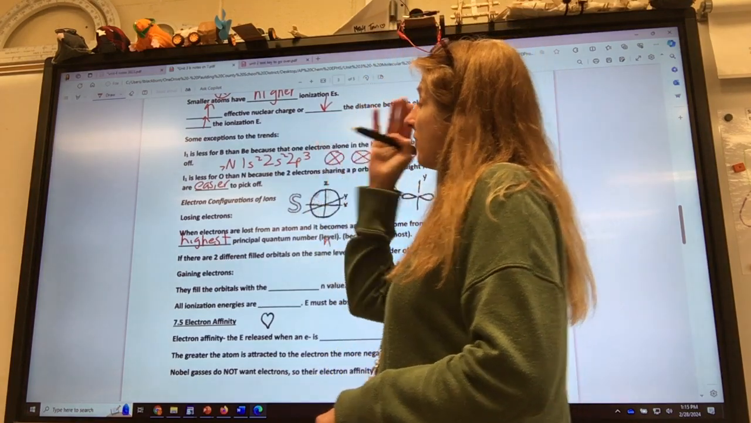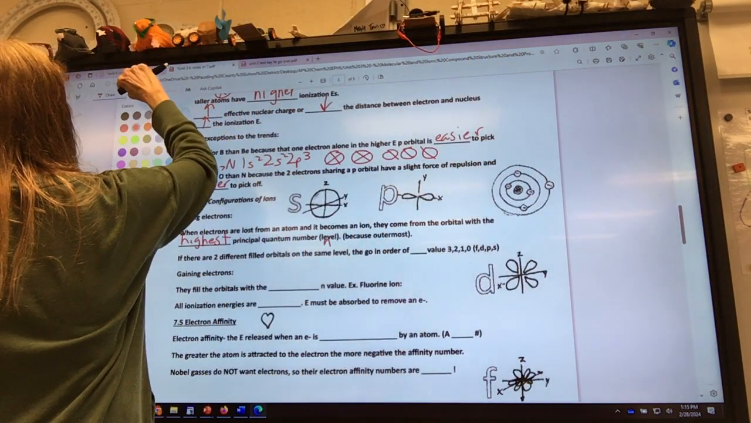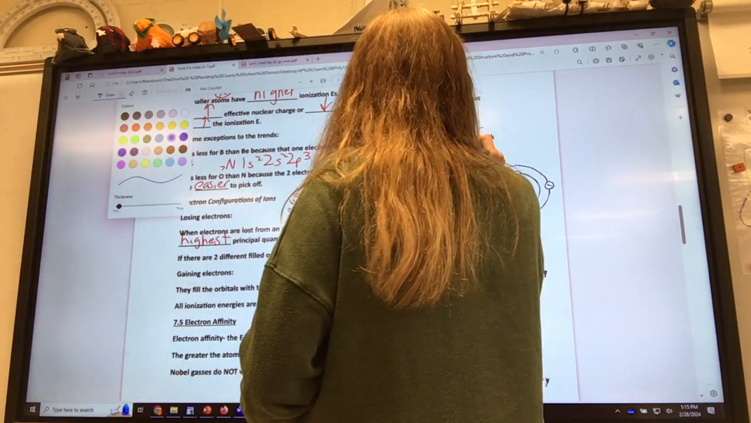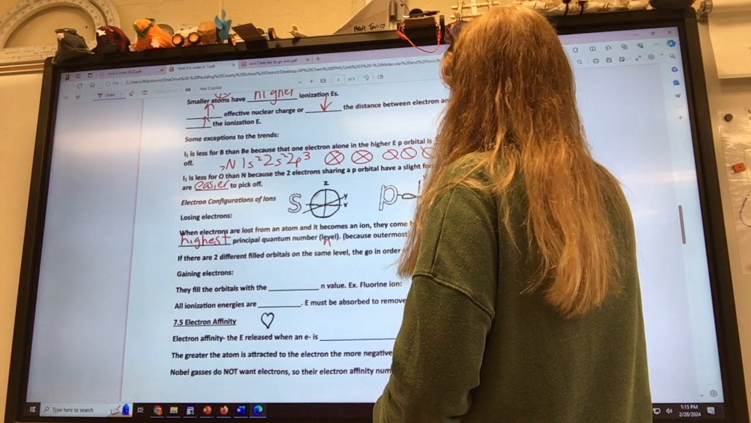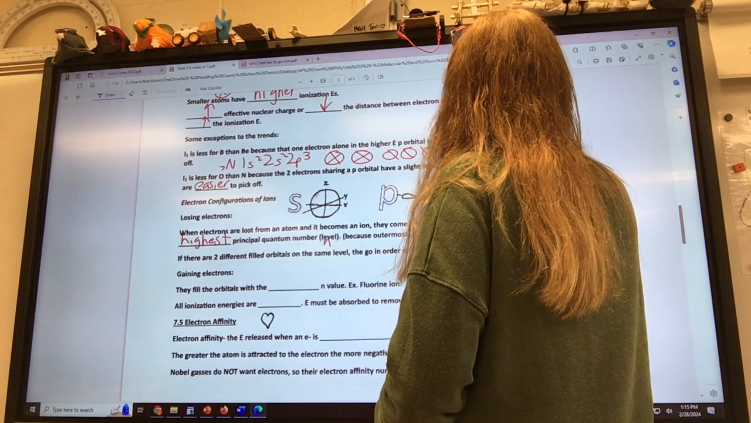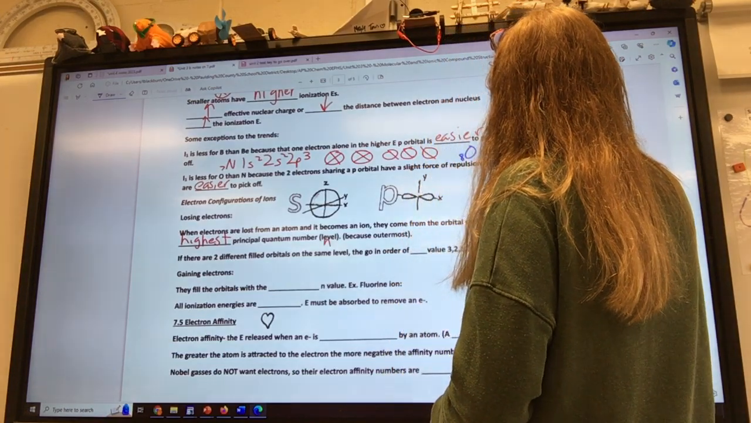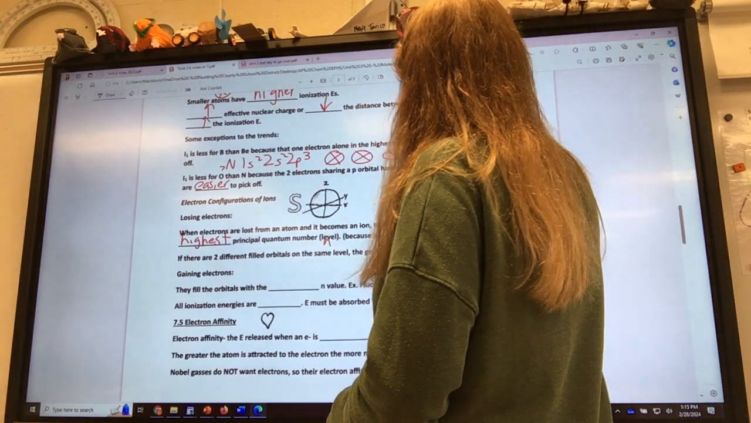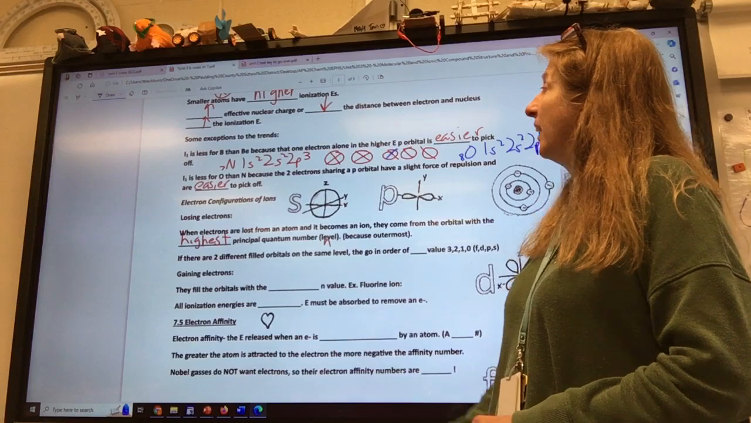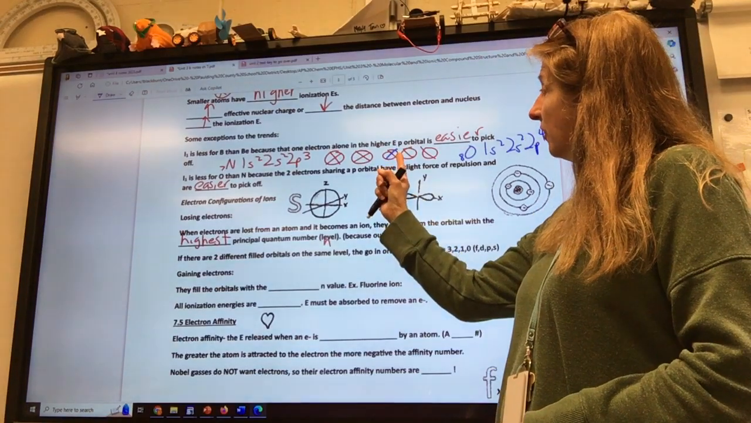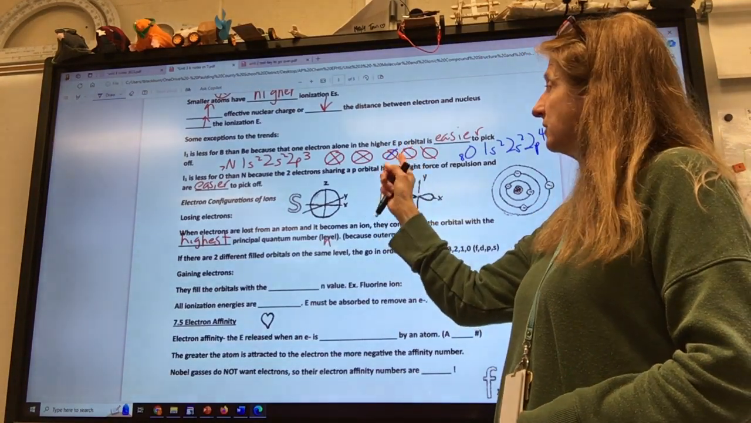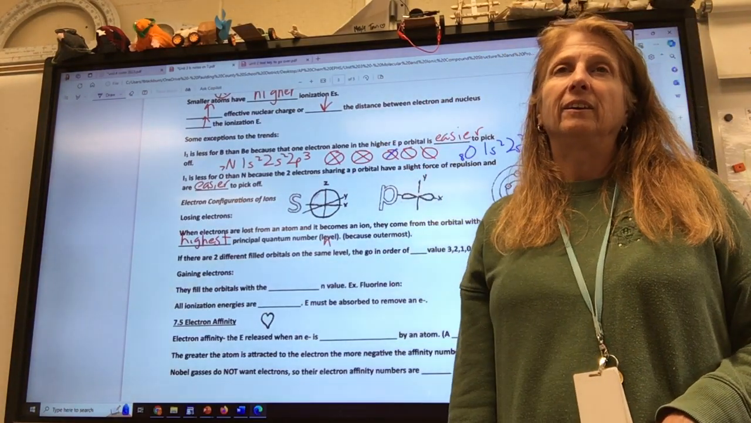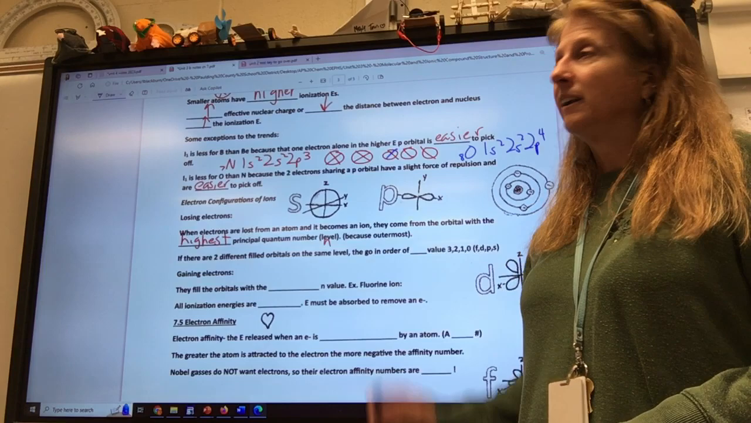But if it was oxygen, let's change colors. We'll add blue. So oxygen is the same. Oxygen is 8, 1s2, 2s2, 2p4, and instead it's got one more electron right there. They don't like each other. They're both negative. They're pushing against each other. It's easy for that one to just pop right out of there. Okay, did that help? Little pictures there.